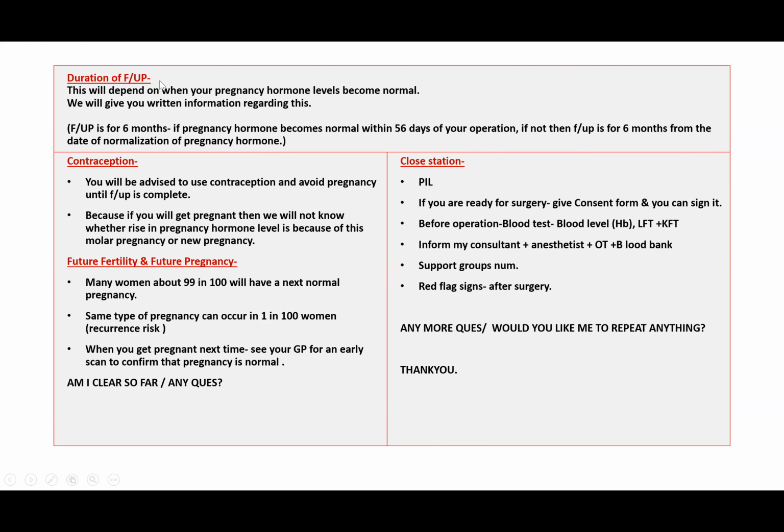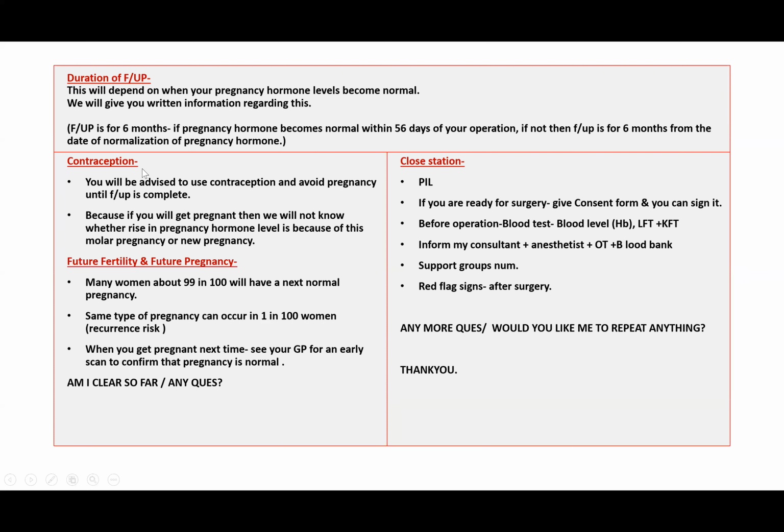What about the duration of follow-up? Now, this will depend upon when your pregnancy hormone levels become normal, and we will give you written information regarding the duration of follow-up. Because telling her about so many things, she will not be able to take in so many things, because you just gave her the news of molar pregnancy.